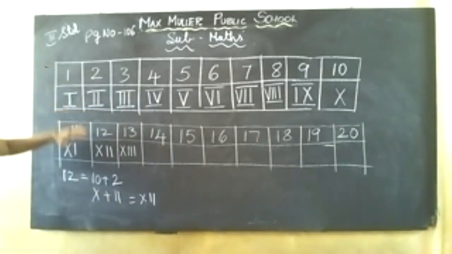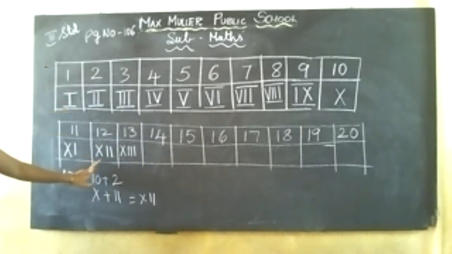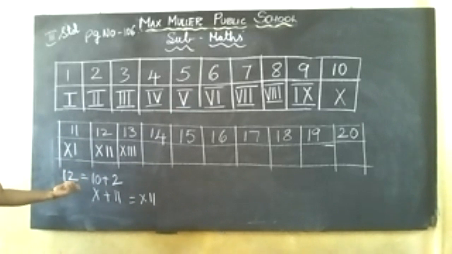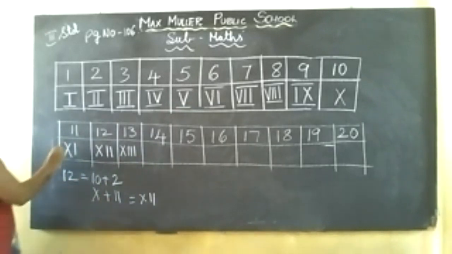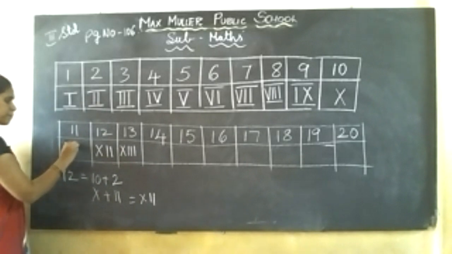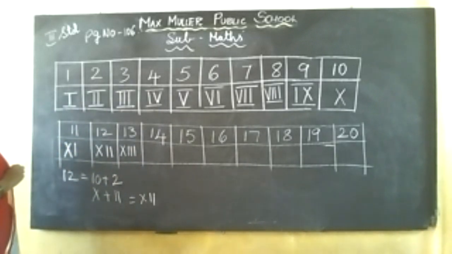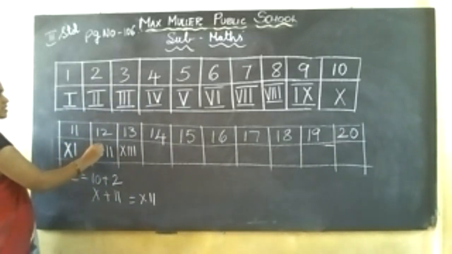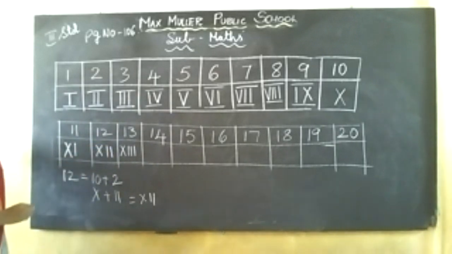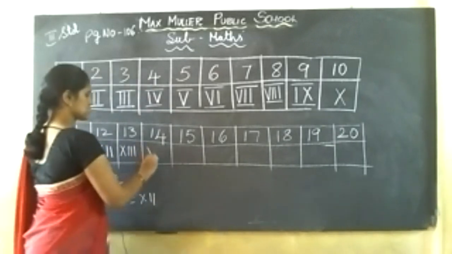In the same way you are adding X here. Understood? In 10 plus 2 and 10 plus 3 there is a group of 10, so we will write X, I. Understood for 11. Next, X, 2 lines you are going to draw. Understood?